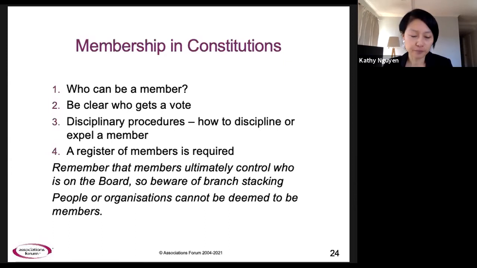So if I join my professional society, an extreme example would be, by joining this society, you are now a member of some political association or anti-environmental association. So membership in constitutions is very important, especially for associations.